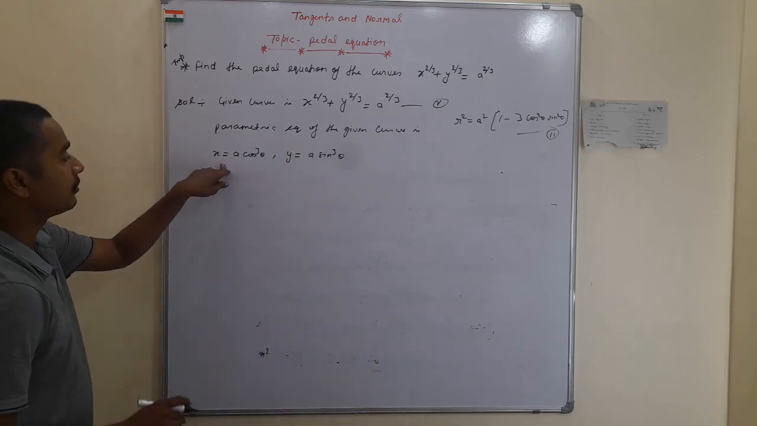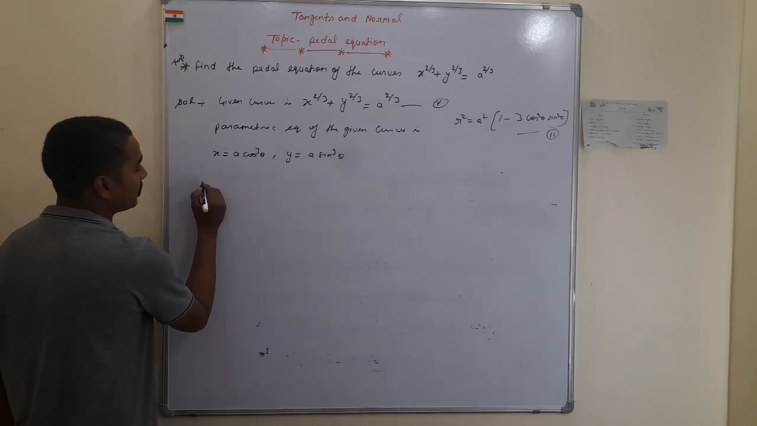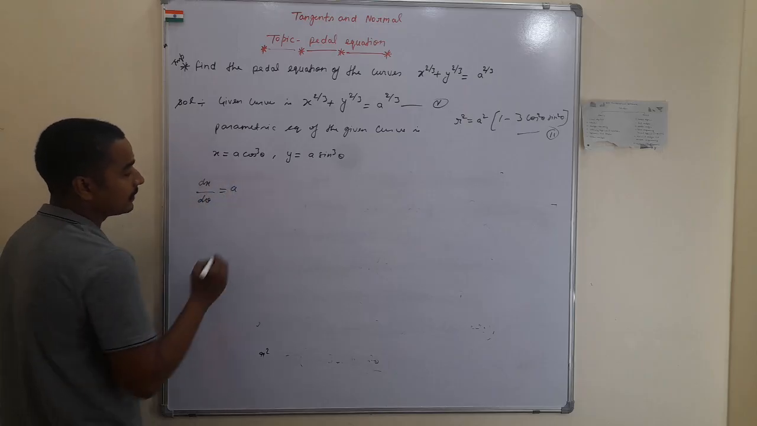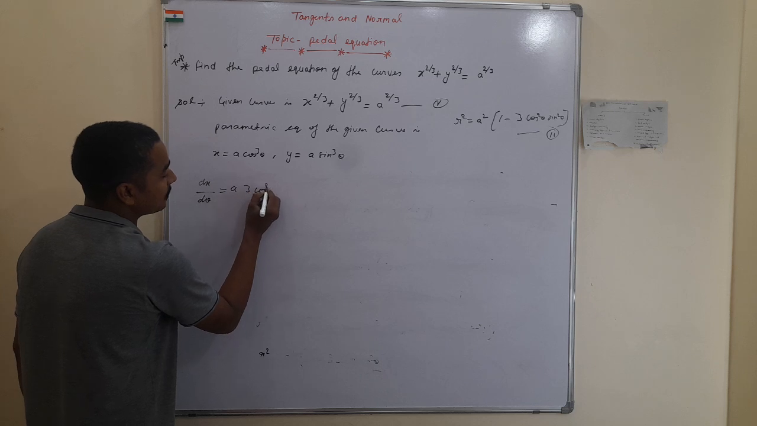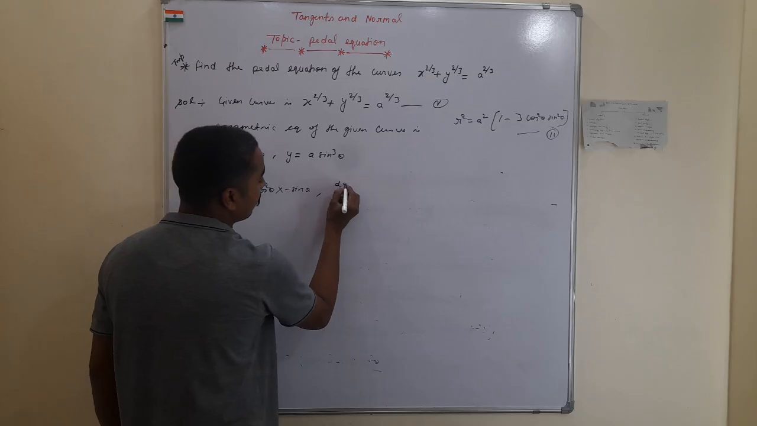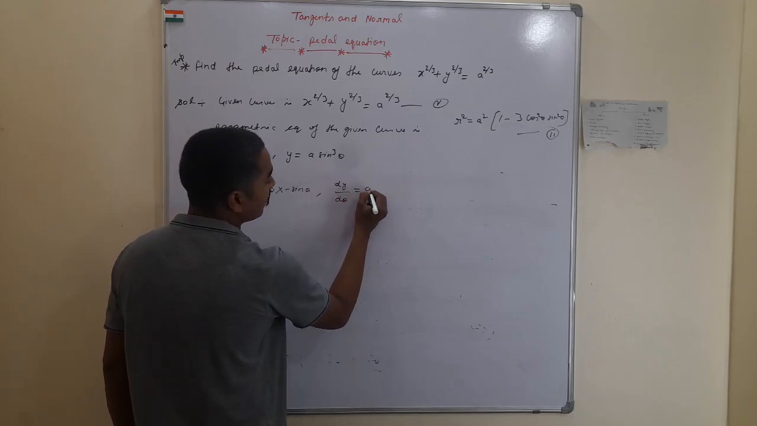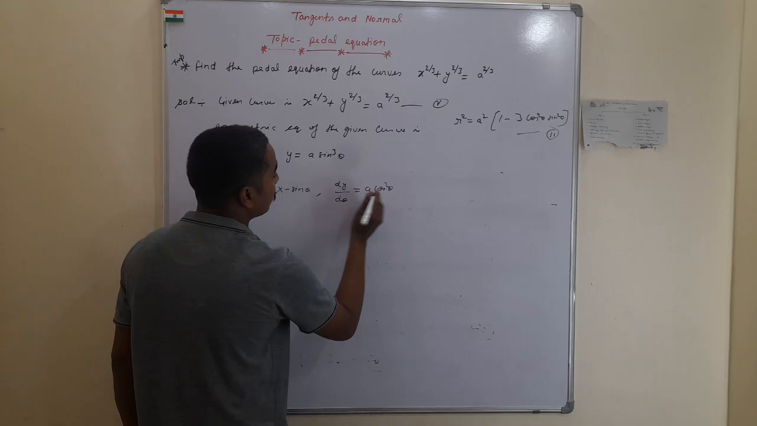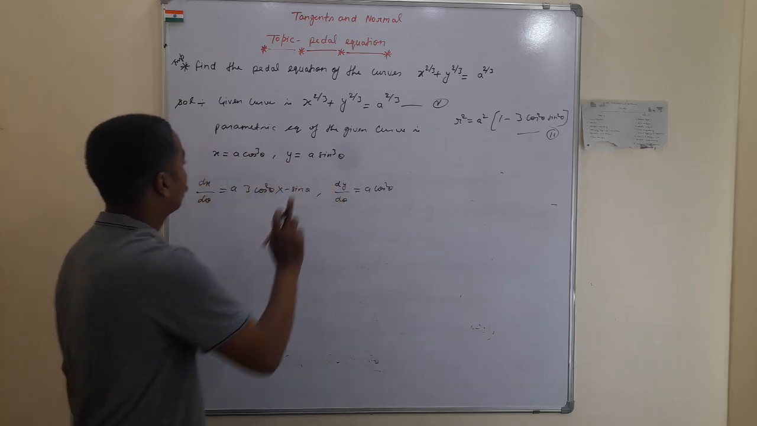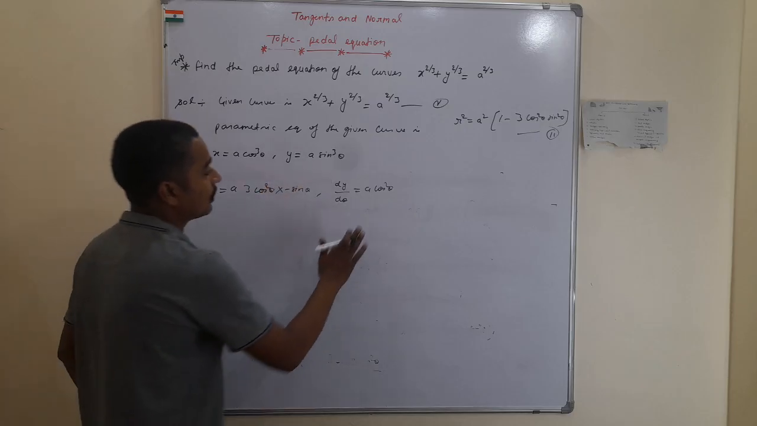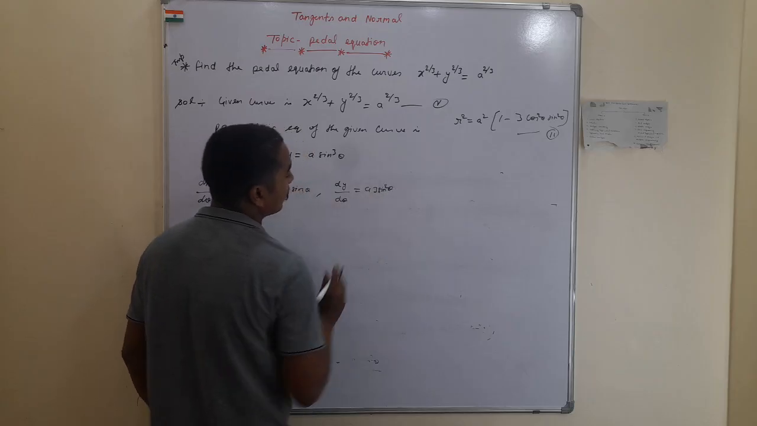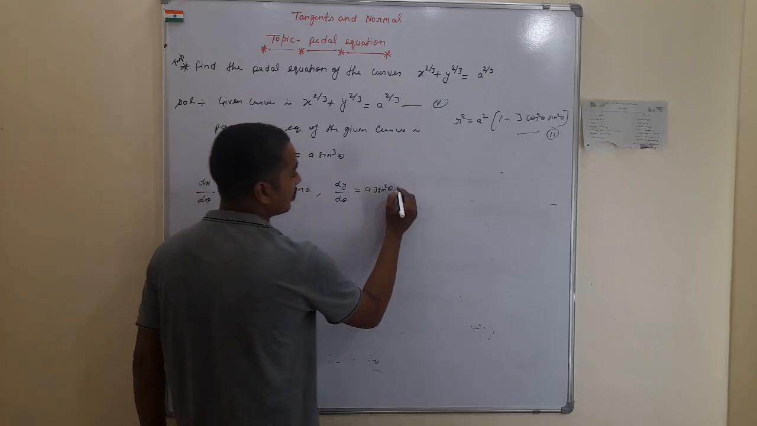Further, we have to differentiate the parametric equations with respect to theta. This gives dx upon d theta: a is constant, and differentiating cos cube theta gives 3 cos square theta, and again differentiating cos theta gives minus sin theta. Similarly dy upon d theta gives a, differentiating sin cube theta gives 3 sin square theta, and again differentiating sin theta with respect to theta gives cos theta.